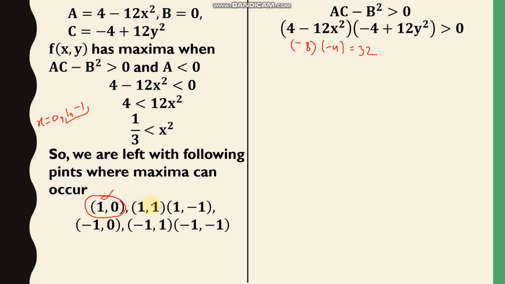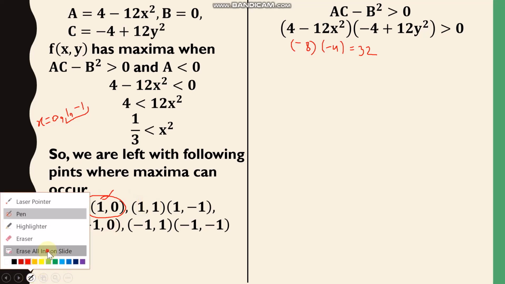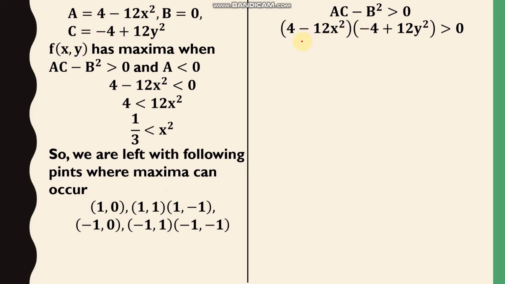Now try to put 1, 1. If you put 1, 1 here, you get 4 minus 12, minus 8, and minus 8 here. If you put x equal to 1 and y equal to 1, you get minus 8 from here, and from here you will get not minus 8, you will get 8. If you put y equal to 0, it will be minus 4 plus 12, so it will be 8. So which is minus 64, and minus 64 is less than 0. So 1, 1 is not the point of maxima. 1, 0 was the point of maxima. You have seen how.